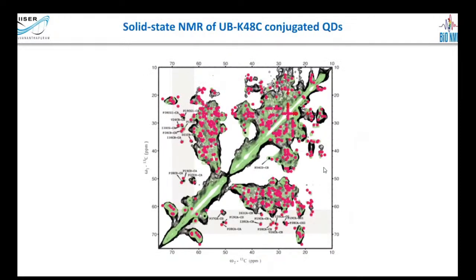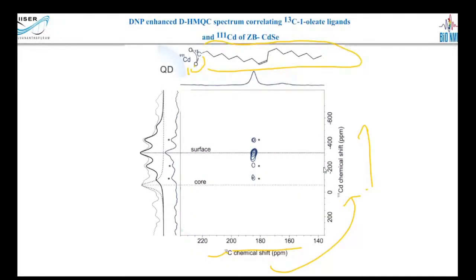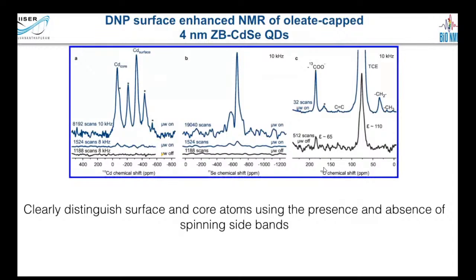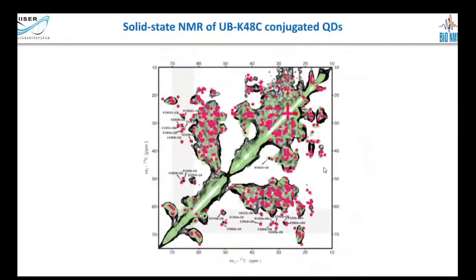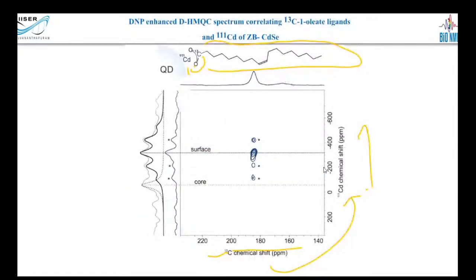You see the surface. Sorry. You see that this surface quantum dot, minus 200 to 400, this guy, is having a higher intensity because there is a lot of transfer between this carbon and this one, while the core one is basically nothing. There is absolutely nothing.